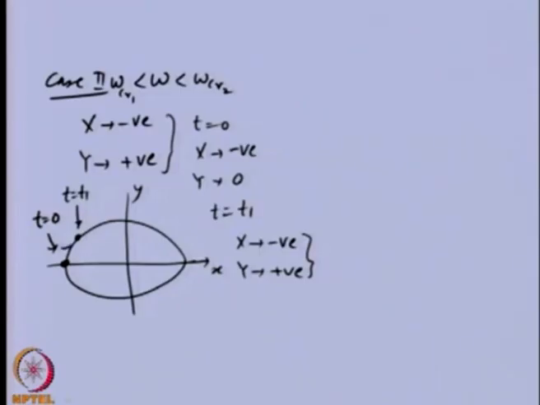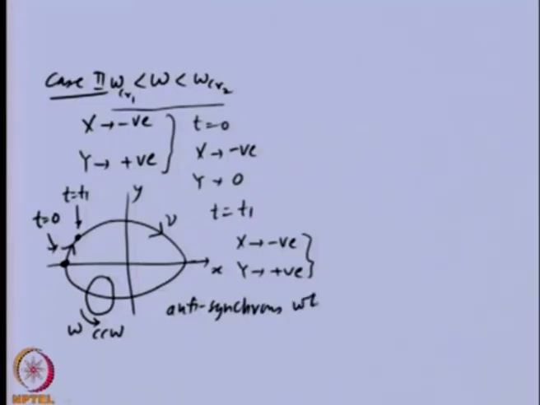So, the only possibility is that after time t1 this will reach here. That means you can see it is now whirling in the clockwise direction. The spin direction we have not changed. The spin direction is the previous one, counterclockwise direction. This is the spin direction, this is the whirling direction. So, you can see that for this particular case, when we are operating the rotor between two critical speeds, we have anti-synchronous whirl condition, and in this particular case the rotor is spinning in one direction, but is whirling in the opposite direction.